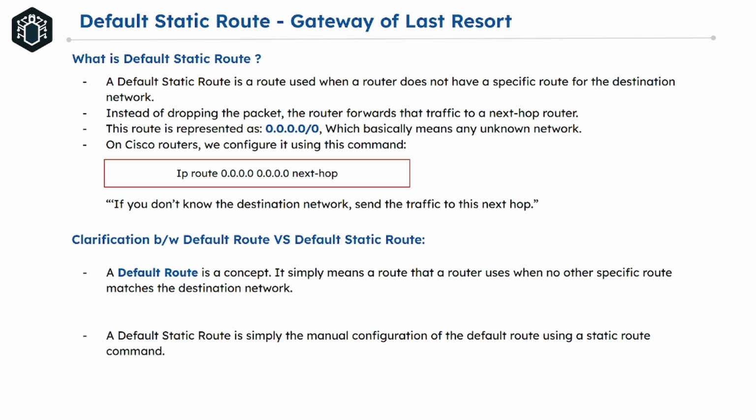A default route is the concept where a router uses a particular route when no specific route matches the destination network, whereas a default static route is one way to implement that concept, where we manually configure the default route using a static routing command. But in real world discussions, most people simply say default route, even when it is configured statically. So don't get confused if you hear both terms. In most cases, they are referring to the same thing. Now that we understand the concept, let's look at how this works in an actual network topology.